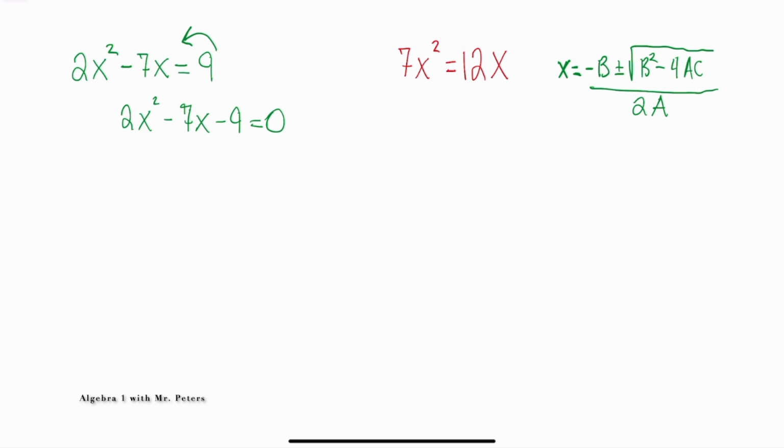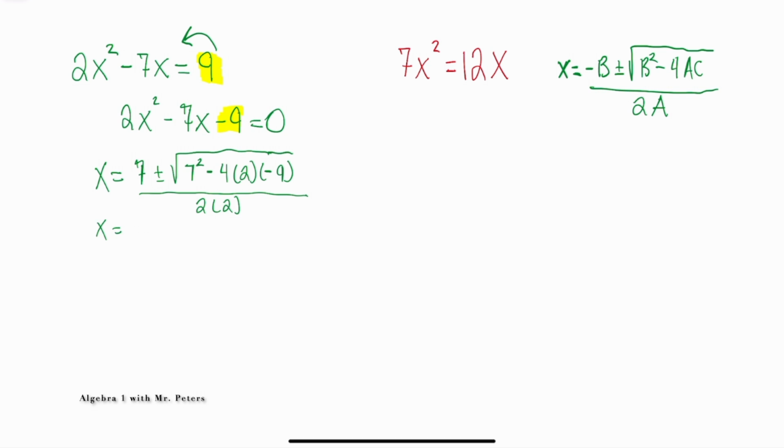And if you look at 9, this is why we could get it wrong if you just do it from the first original step. One is positive, one is negative. So we simplify to get x is equal to the opposite of b. B is negative 7, so now it's positive 7, plus or minus b squared, which is 7 squared, minus 4 times a. A is 2. C is negative 9. And this is all divided by 2 times a. We know a is 2. So the first thing we're going to want to do is just simplify.